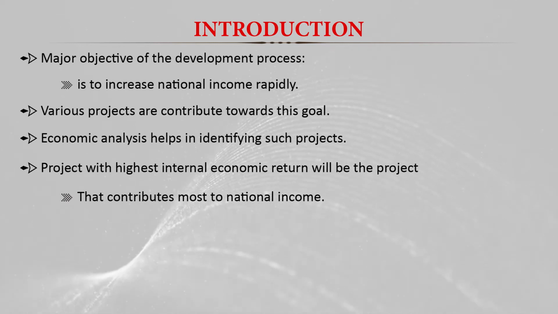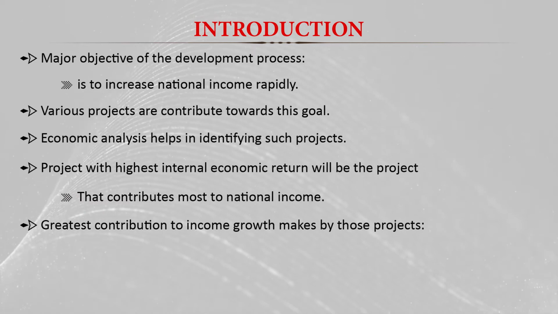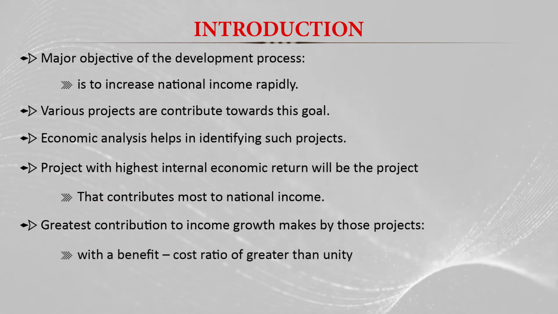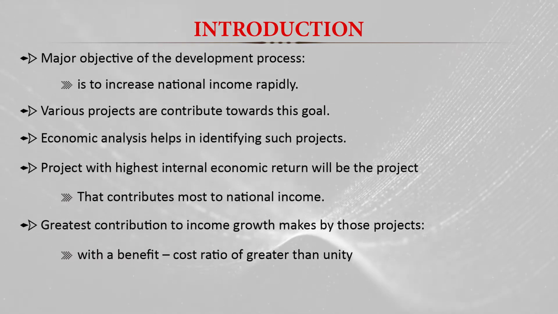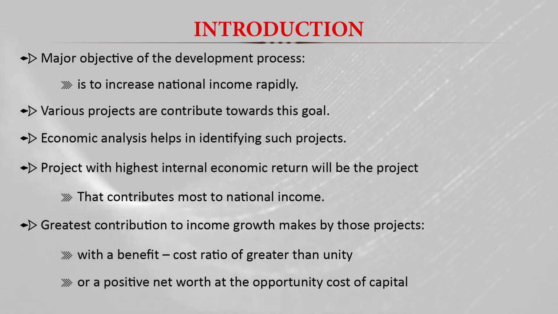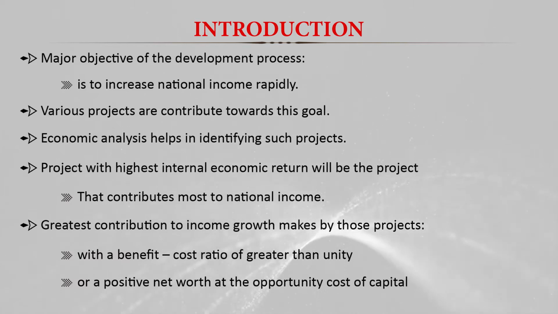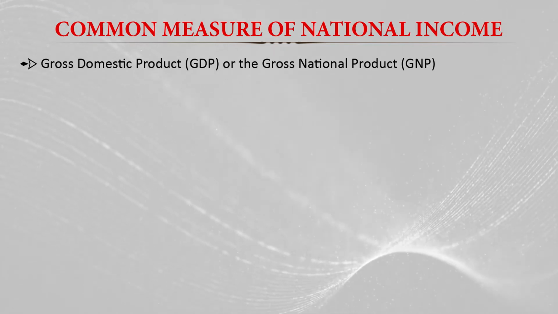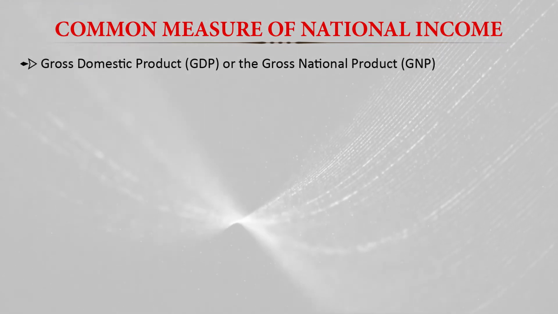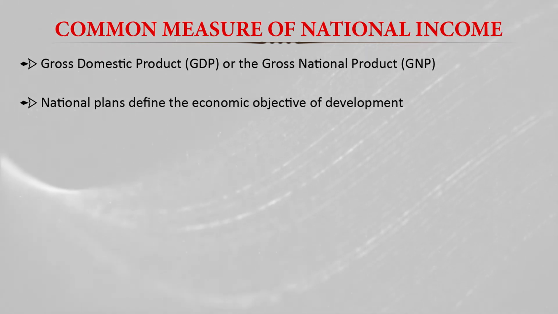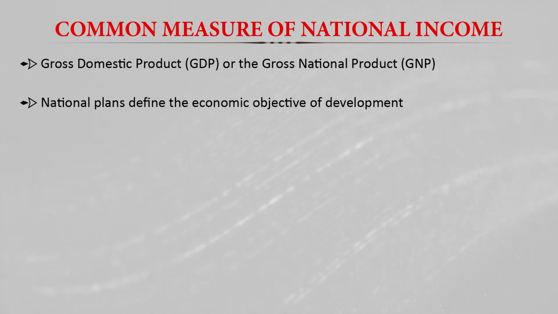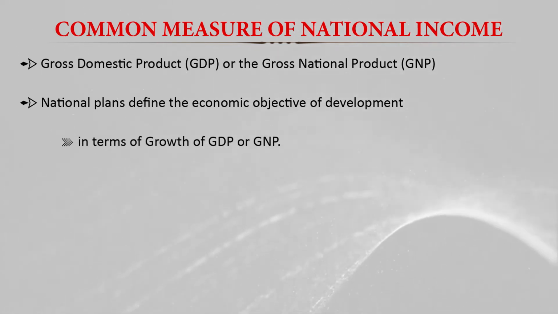The greatest contribution to national income growth is made by those projects which have a benefit-cost ratio of more than one, or more than unity, or a positive net worth at the opportunity cost of capital, that is, the discount rate. So they have a positive net worth, or a BC ratio more than one. There are different measures of national income. The most common measure is the gross domestic product, GDP, or the gross national product, GNP. National plans define the economic objective of development in terms of the growth of GDP or the growth of GNP.